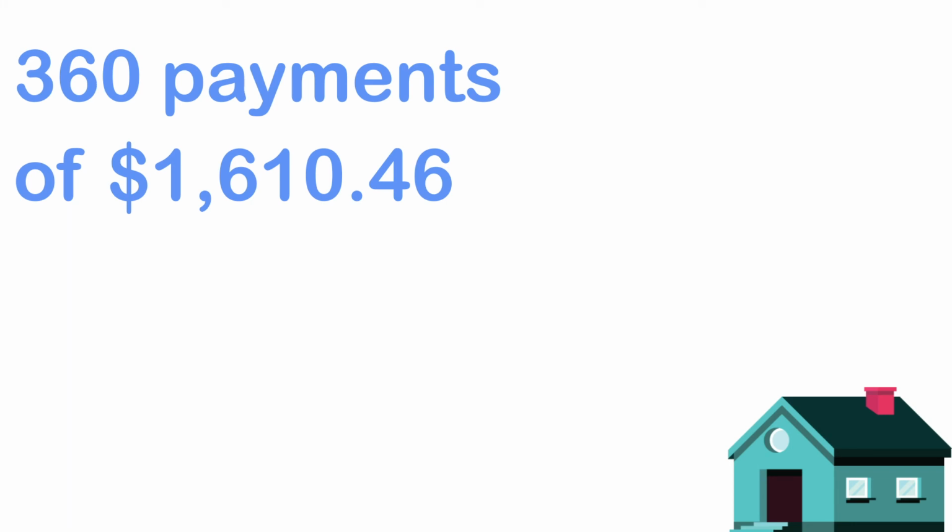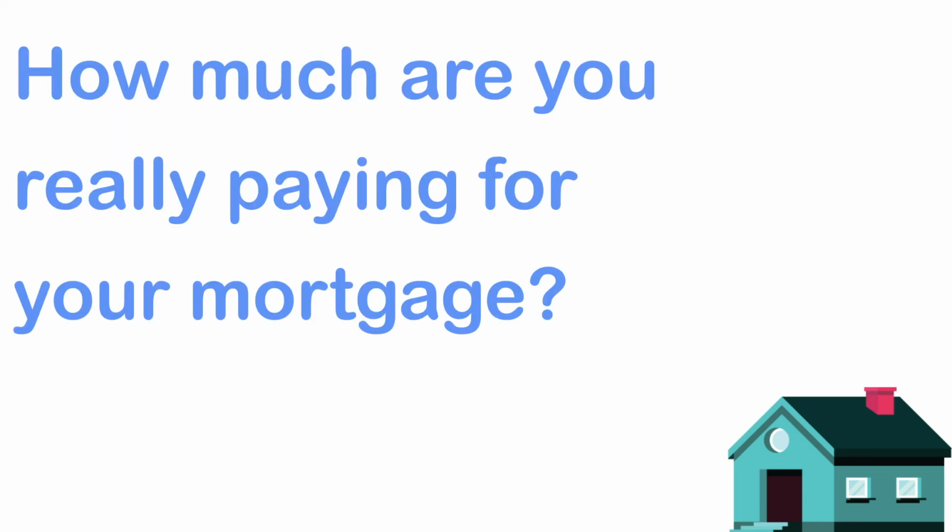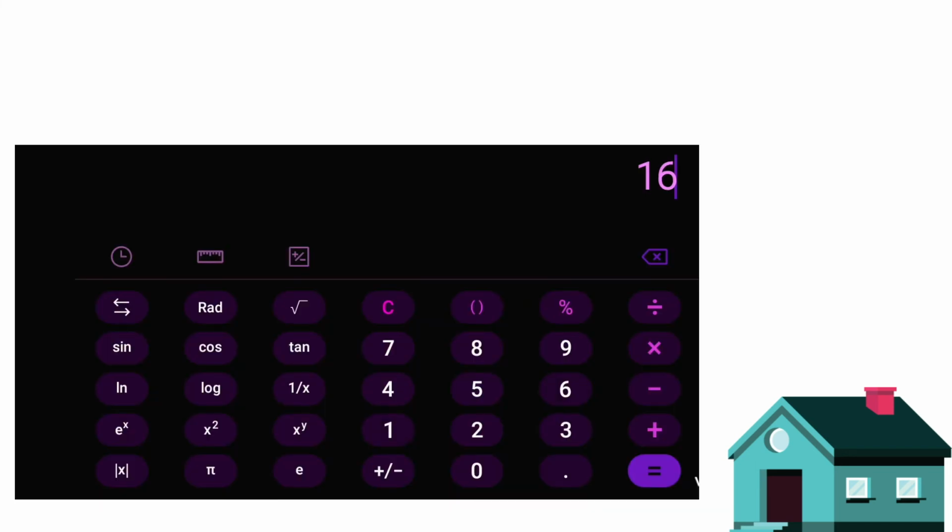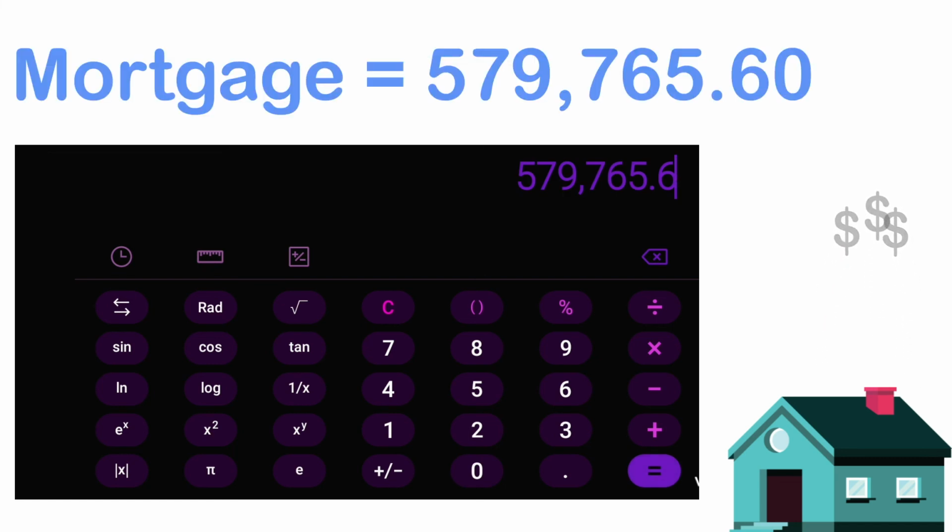So we know that for 360 months, the payments will be $1,610.46. So how much are you really paying for your $300,000 mortgage at the end of 30 years? Well, we simply take $1,610.46 and multiply that by 360, which comes out to $579,765.60. And that is what you're really paying for your home.